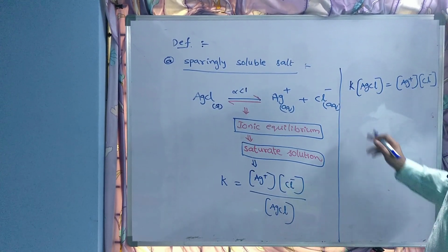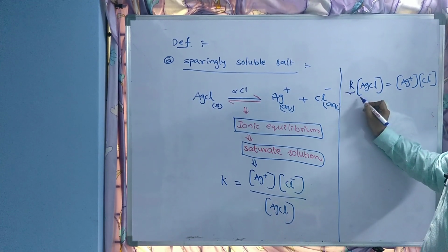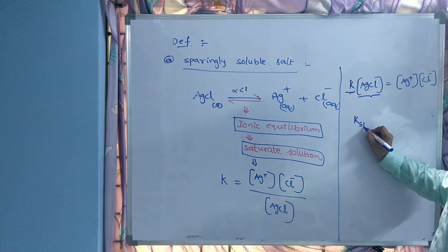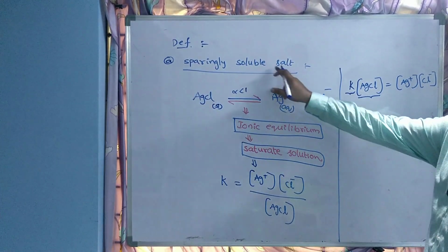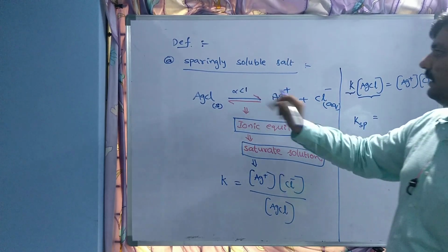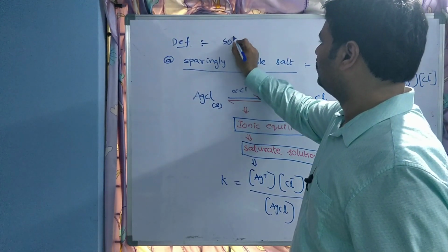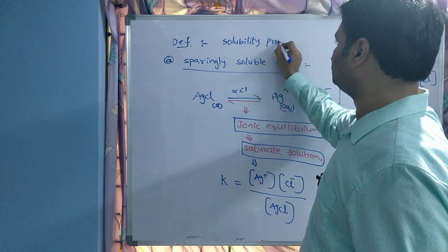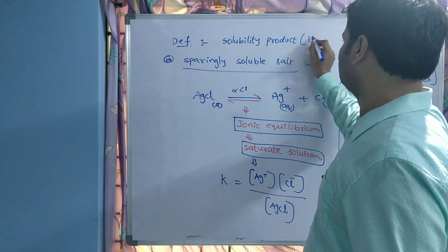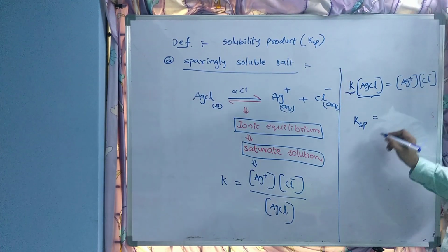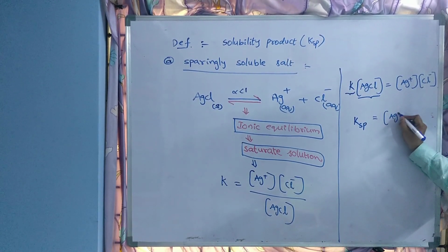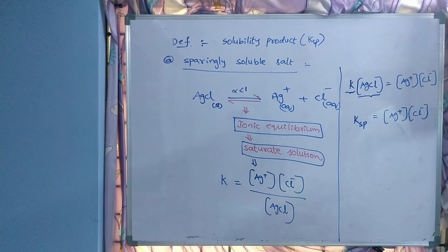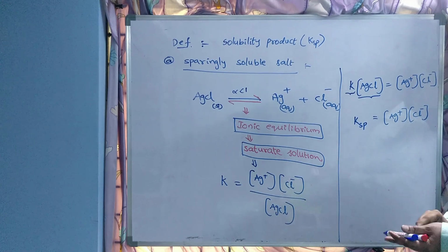And K is also constant. Here the K term is constant and AgCl is constant. Therefore, we can take a new constant called Ksp. This is called the solubility product. The symbol is Ksp. So Ksp is equal to the molar concentration of Ag+ and the molar concentration of Cl-.